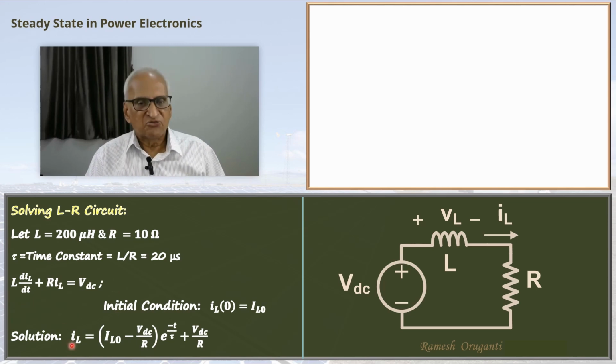IL, which is a function of time, the inductor current, is given by (IL0 minus VDC/R) times e to the power of minus t divided by tau, where tau is of course the time constant, plus VDC/R. This is the solution which electrical engineering students will be aware of. Now, let us consider three different cases, three different values of VDC and IL0.